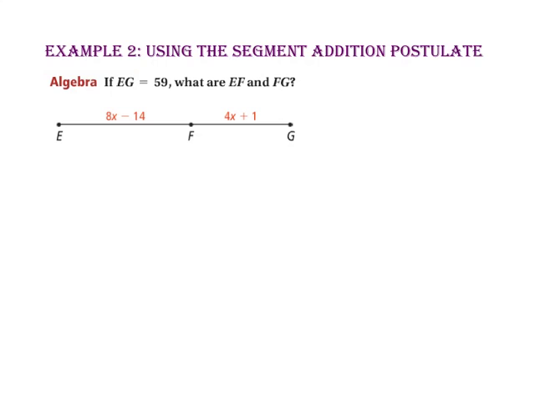Let's use the segment addition postulate to find the lengths of segments EF and FG if we know that the length of segment EG is 59. We know that this segment EG is 59 units. We also know that the length of segment EF plus the length of segment FG will equal the length of segment EG. Let's write that equation.